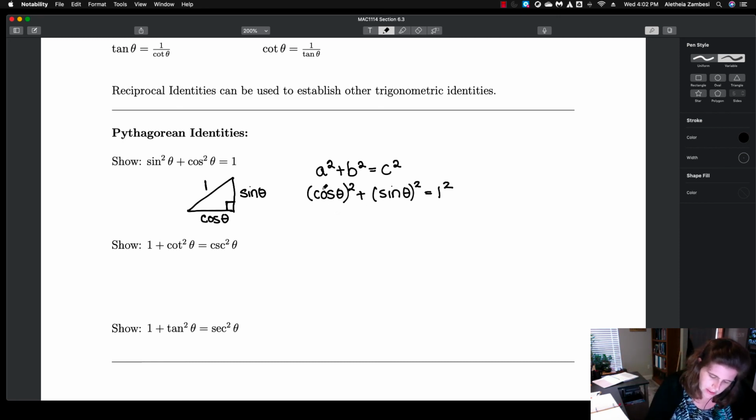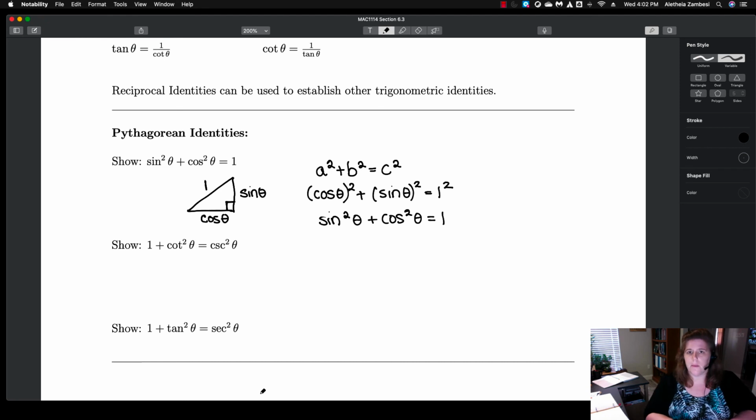So I'm going to change the order because it looks like this. So sine squared theta plus cosine squared theta is equal to 1 based on our Pythagorean identity. Now we can also show the other Pythagorean identities using this one. So 1 plus cotangent squared theta is equal to cosecant squared theta.